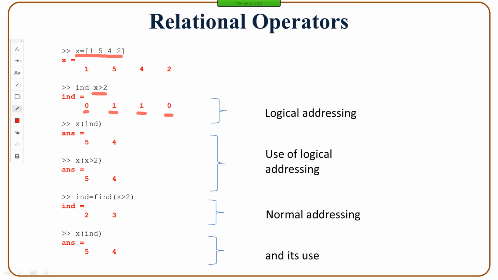If you give the logical vector to x, for example x and then int, where int is the logical vector returned from the previous line, then it gives you the elements that are greater than 2. And these are 5 and 4. You can also give x greater than 2 directly to x. So if you write x and then x greater than 2, the result is the same.